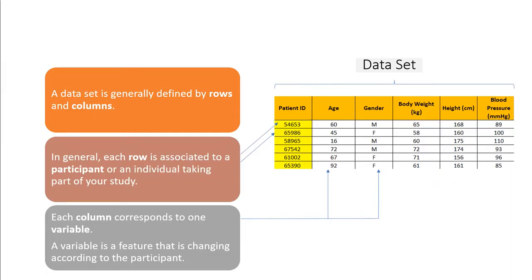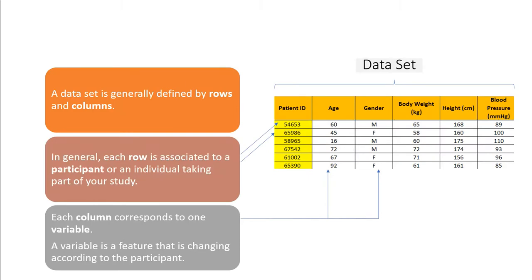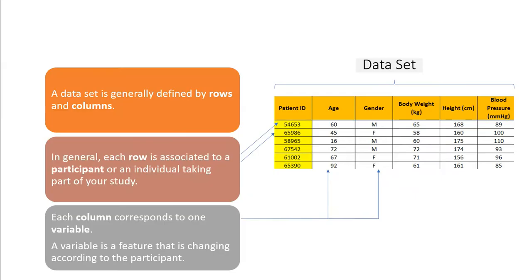The favorite animal, for example: if I had to add a column favorite animal, it would be a nominal variable, which would be dog, cat, or snail. It depends. You would have the choice between three values in that categorical variable. So the categorical variables are mainly what we call the qualitative variables. Here we have the gender only, that is categorical. All the other variables in this data set are numerical.